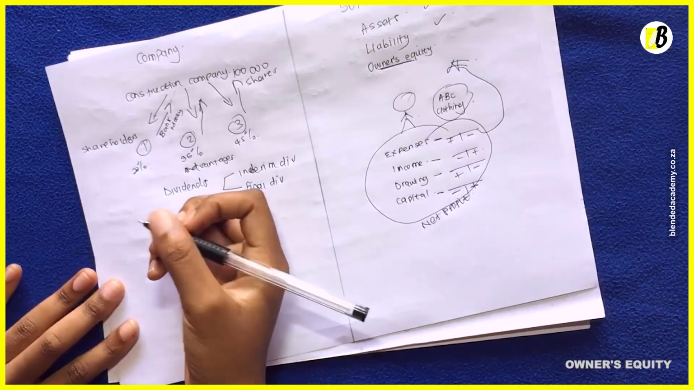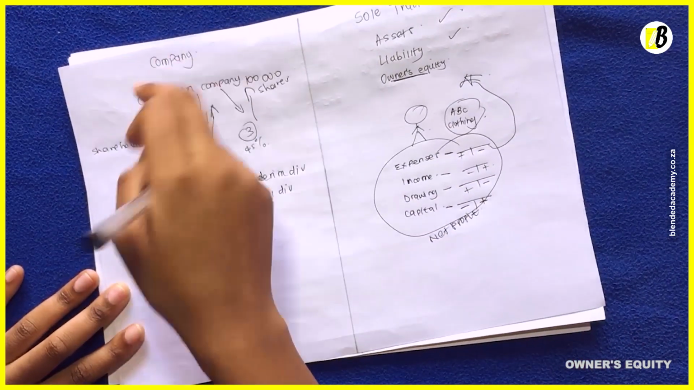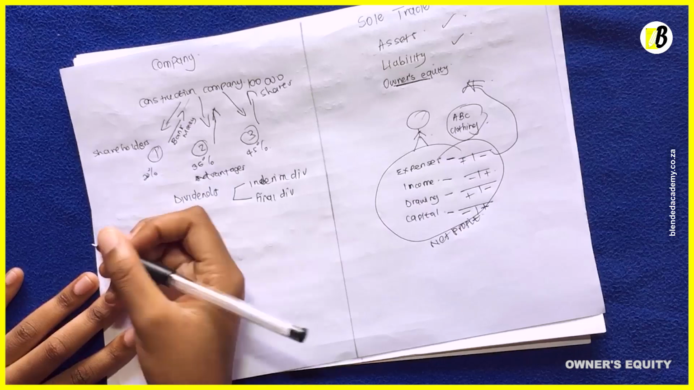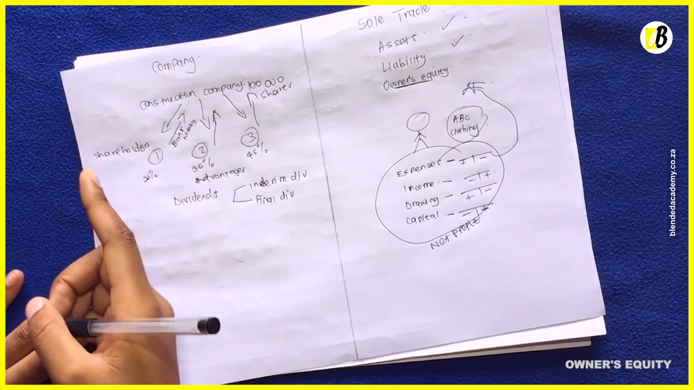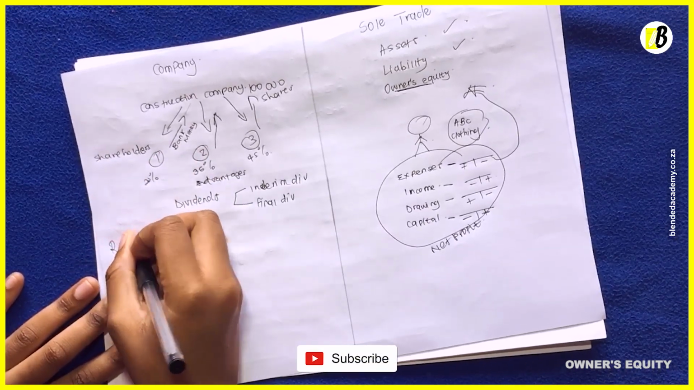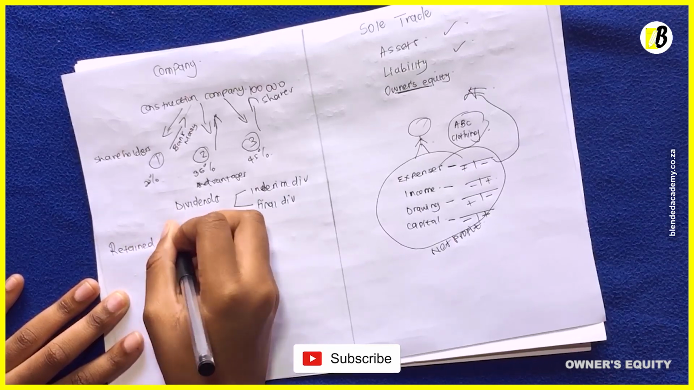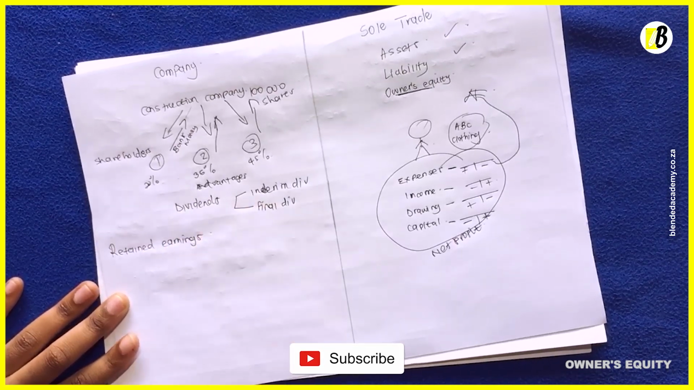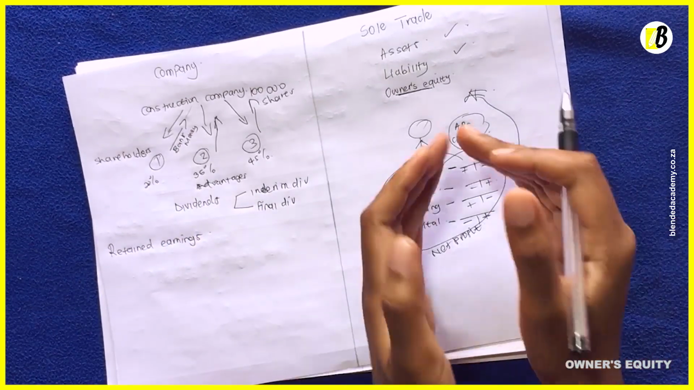Now we're moving back to retained earnings. Here we're talking about ordinary share capital. This is ordinary share capital. So now we're moving back to another portion of owner's equity for a company, which is retained earnings. Retained earnings is actually what we did here.